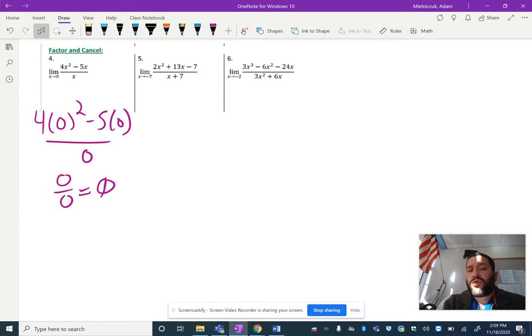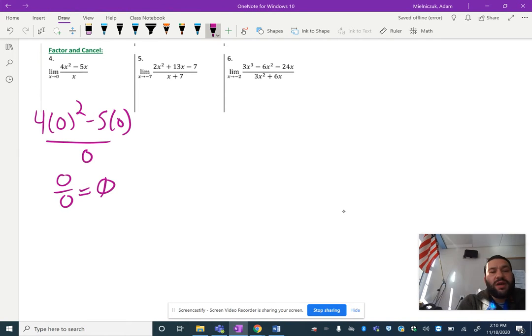As a student, I'm already asking myself, when do I directly substitute? When do I cancel? If we look at just our denominators right here, if I put 0 in for x, I divide by 0. If I put negative 7 in, negative 7 plus 7 is 0. If I put negative 2 in, negative 2 squared is 4, times 3 is 12, you get 0. Okay? So if in your first step of substitution your denominator becomes 0, odds are you need to factor first.